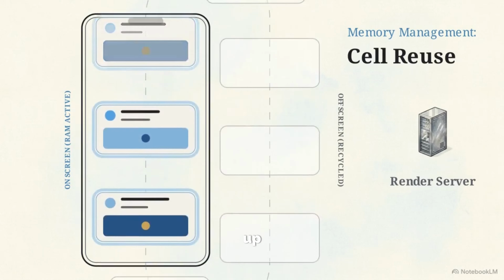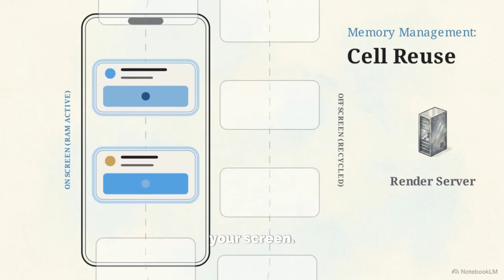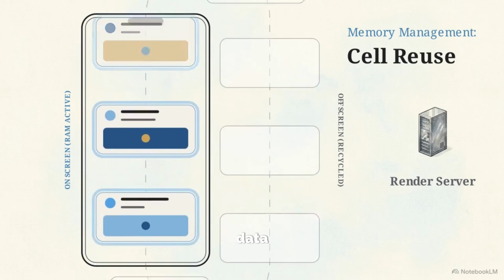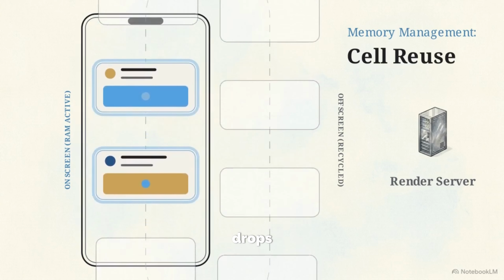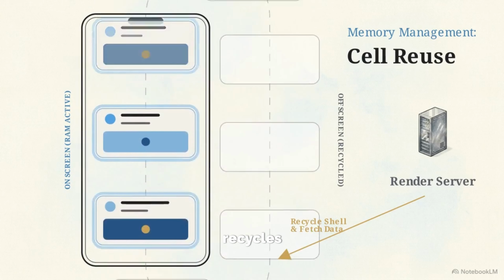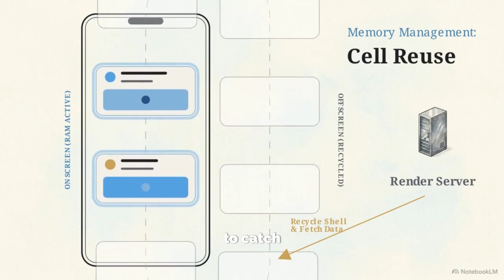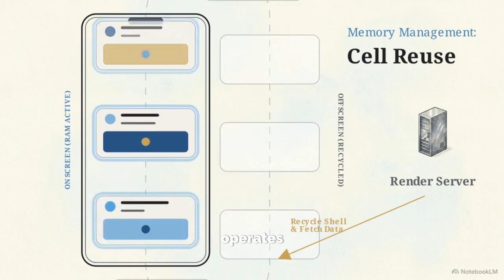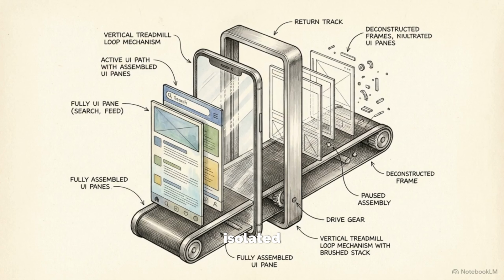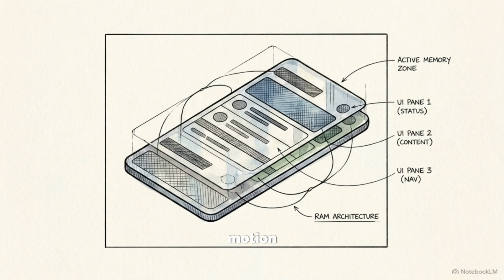As a post scrolls up and exits the top edge of your screen, the device erases the heavy data inside that specific cell, drops it behind the screen, and instantly recycles the empty shell at the bottom to catch the newest piece of data. It operates like a treadmill. The isolated render thread manages this seamless loop, ensuring perfectly fluid motion while never using more active memory than it takes to display a single screen's worth of content.